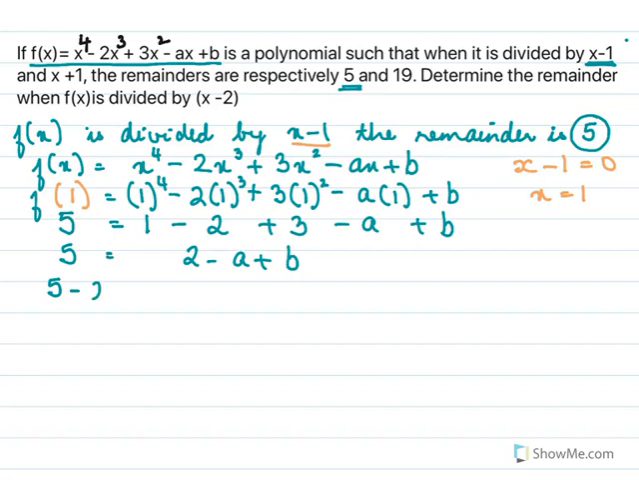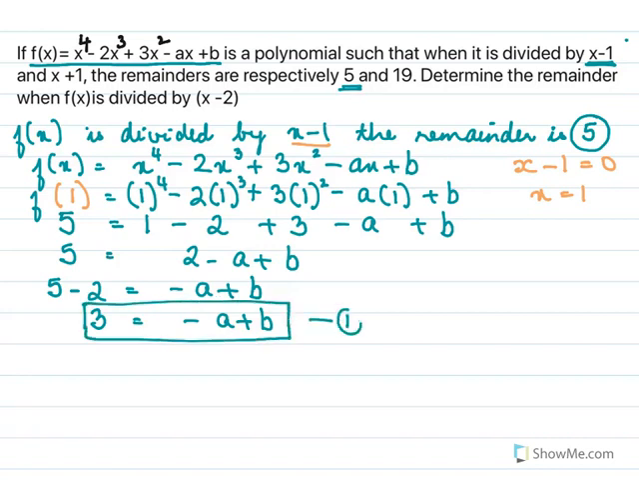Take the 2 on the other side. 5 minus 2 is minus a plus b, and we'll have now 3 equal to minus a plus b. We'll call this equation 1. We'll need it later. Now we'll go to the next part of the sum.